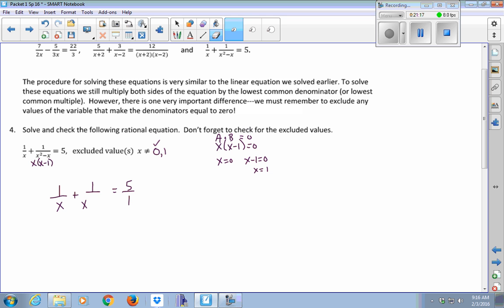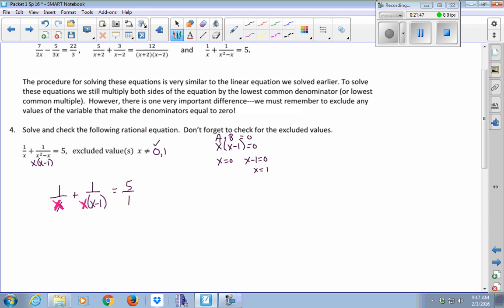All right. So you factor everything, then you find your excluded values, and now you're all set to find your lowest common multiple. So I'm going to put my different prime factors in different colors. So X is one prime factor. I'm going to make X pink. So this is going to be pink. Is X minus 1 different than X? Yep. So that has black.